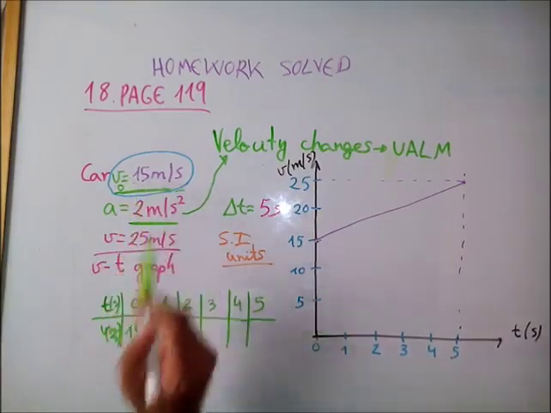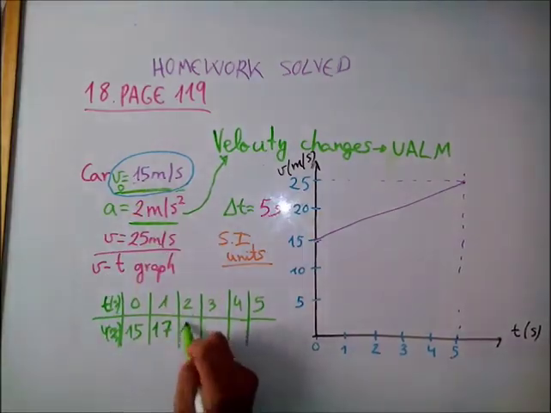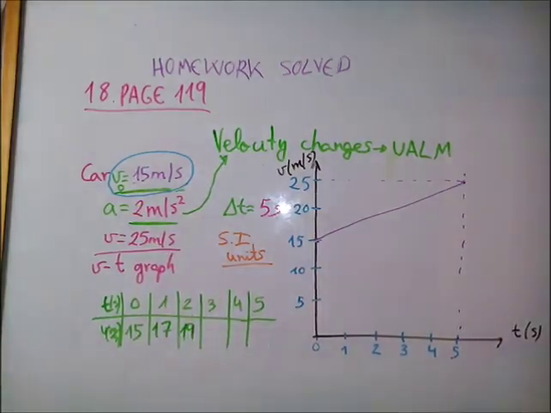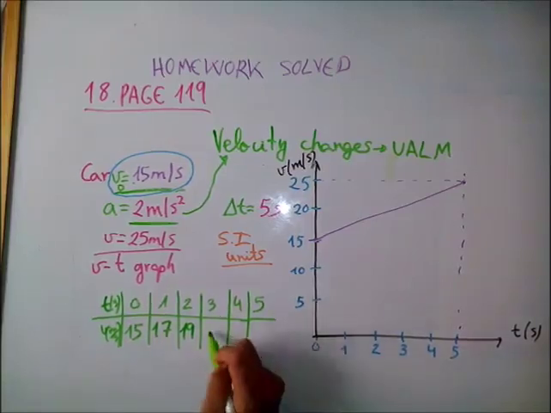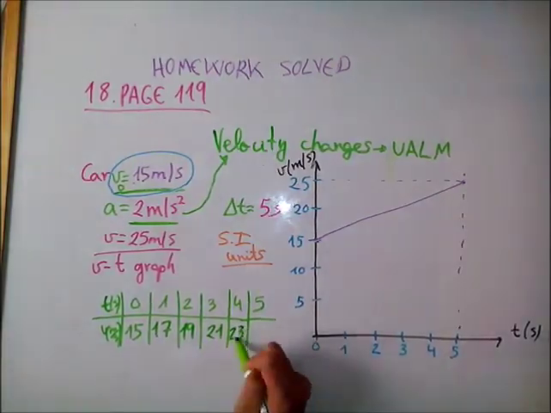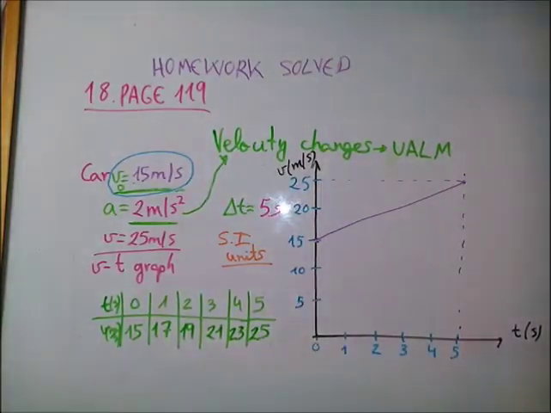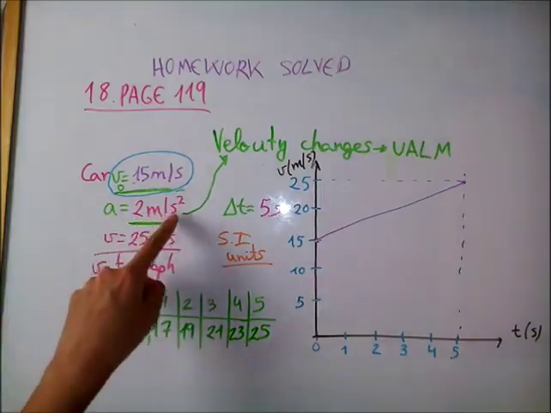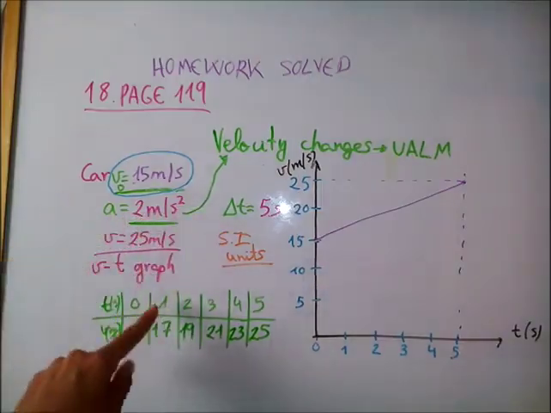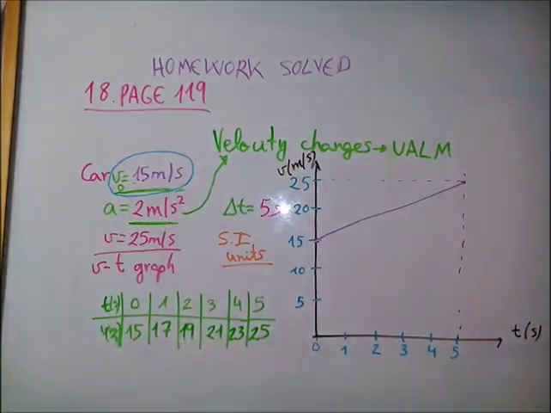So from 15 we go to 17, okay? When time is 2, it would be 19. When time is 3, 21. When time is 4, 23. And when time is 5, 25, okay? So because acceleration is 2 meters per second squared, that means each second it accelerates 2 meters per second more. So we go until we reach 25.